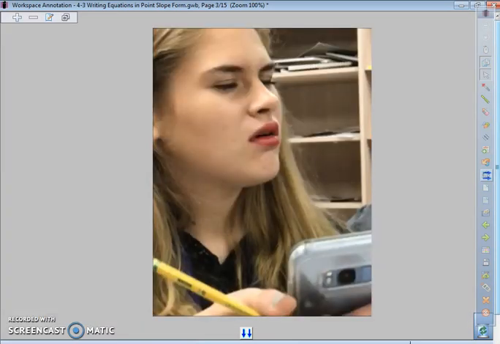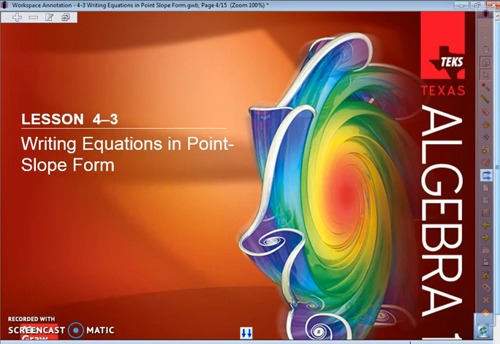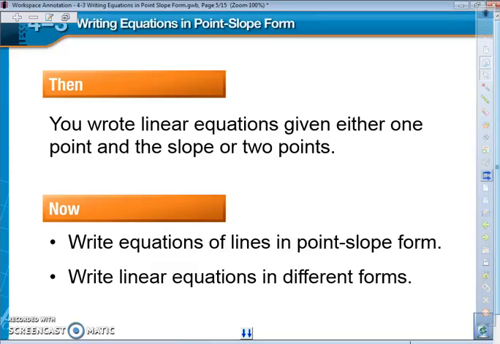Oh, there's a nice picture. All right, so here we go. We're writing equations in point-slope form. Writing equations in point-slope form. So this is another way of solving if you're given the slope and 1 or 2 points.